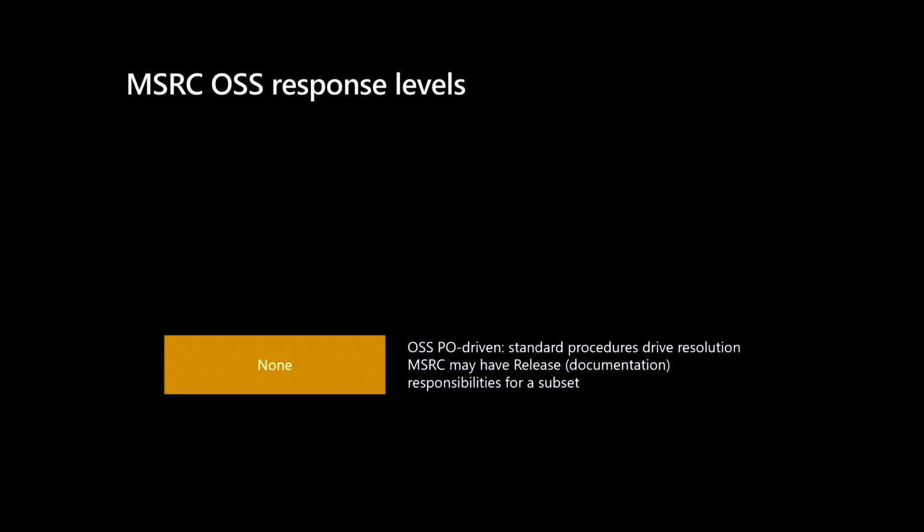So we've had to think about how we define our response levels as a product security response organization. The first level we define is simply none: no incident response responsibility for MSRC for what will be that third task in Michael's diagram, which is secure OSS. We consider that the rhythm of the business, code hygiene. The OSS program office is managing those vulnerabilities and that process, and maybe we have some documentation that we need to release, but for the most part, we're not engaged.